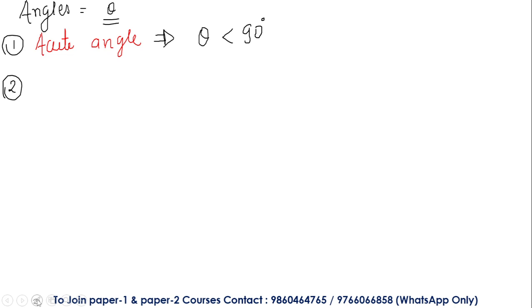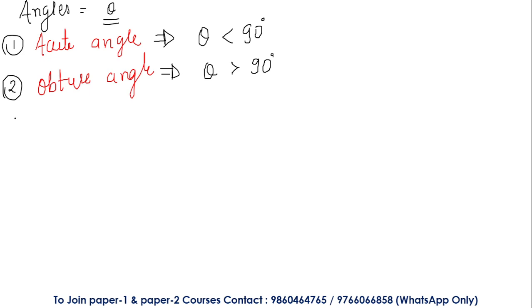Second, what is obtuse angle? Obtuse angle is exactly opposite of the acute angle. And what does obtuse angle say? Obtuse angle is an angle which is greater than 90 degree. The angle here should be greater than 90 degree. For example, theta is greater than 90 degree. This is how we talk about these both angles.